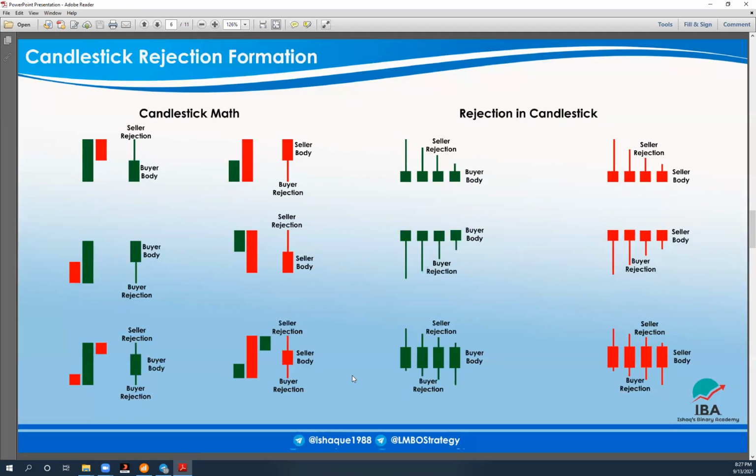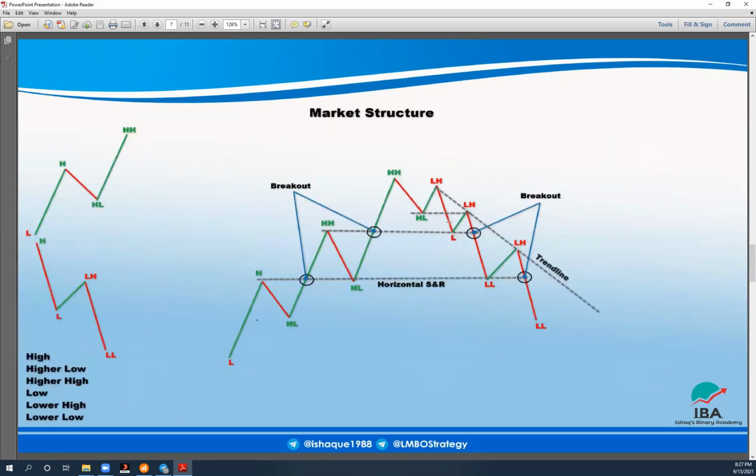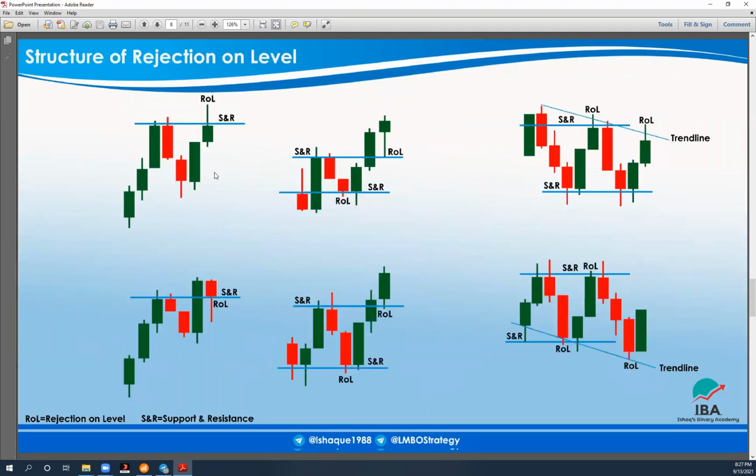The next topic, tomorrow, we will learn about candlestick math, the rejections, the rejection on the levels. All these things we will learn. And this topic about the market structure we will learn. And then the rejection on the candles, the rejections we will find on the chart where there are levels. So these topics we will cover tomorrow.